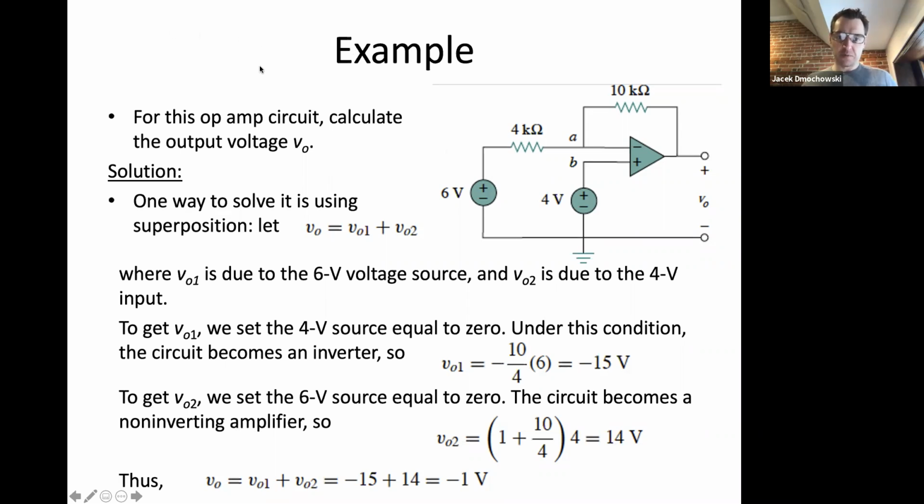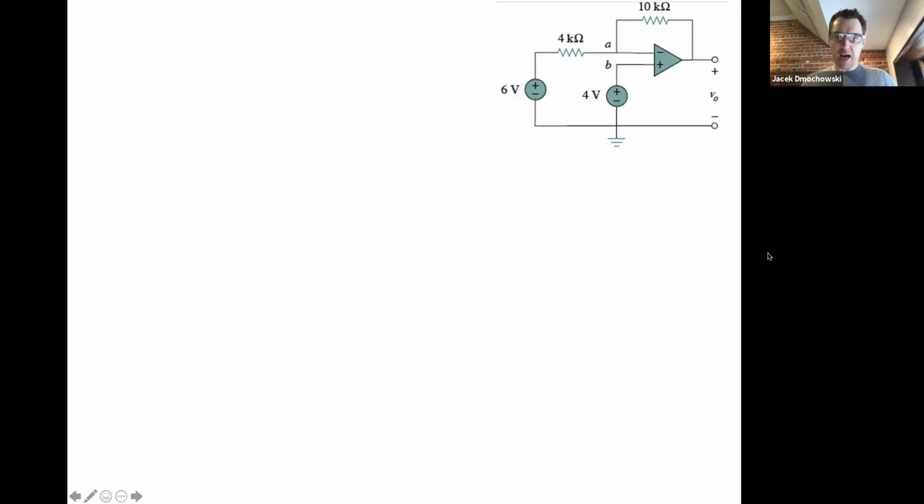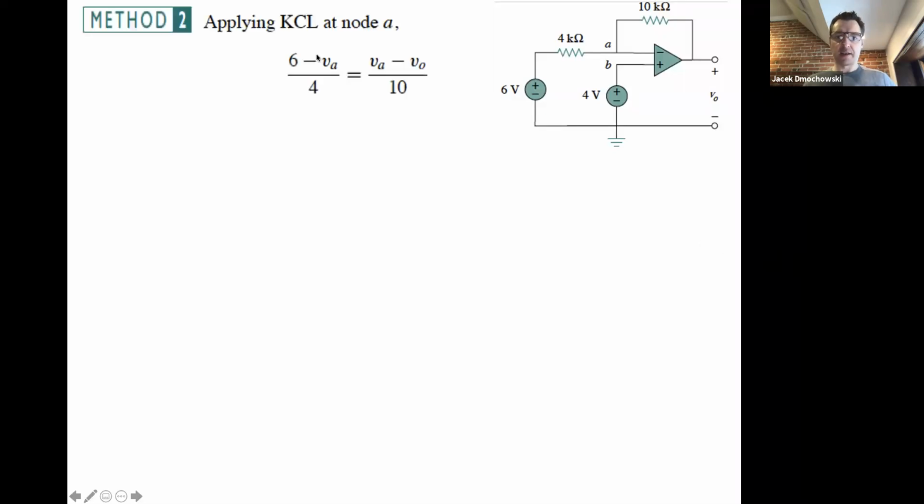But if you don't want to use superposition, you can just apply KCL directly. So let's apply KCL directly at node A. Let's keep both sources in this time. We know that the current that flows across the 4 kilo ohm resistor has to equal the current across the 10 kilo ohm resistor, right? Because no current is going to flow into the op amp, which means that the current here will all be directed across the feedback path.